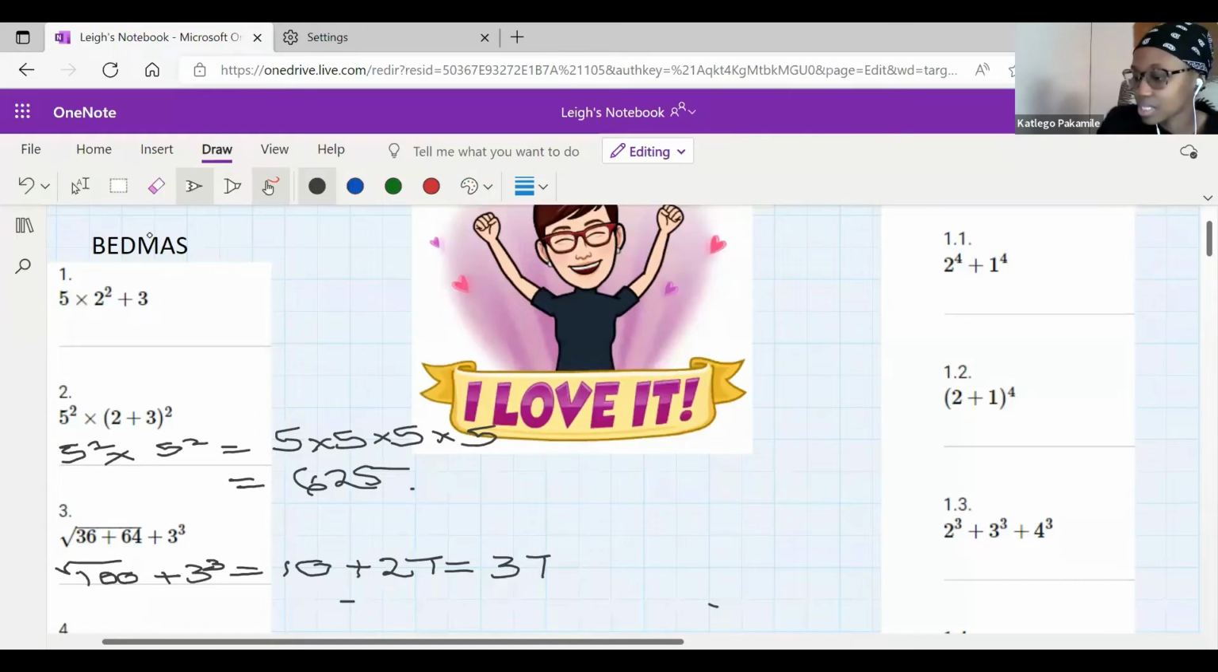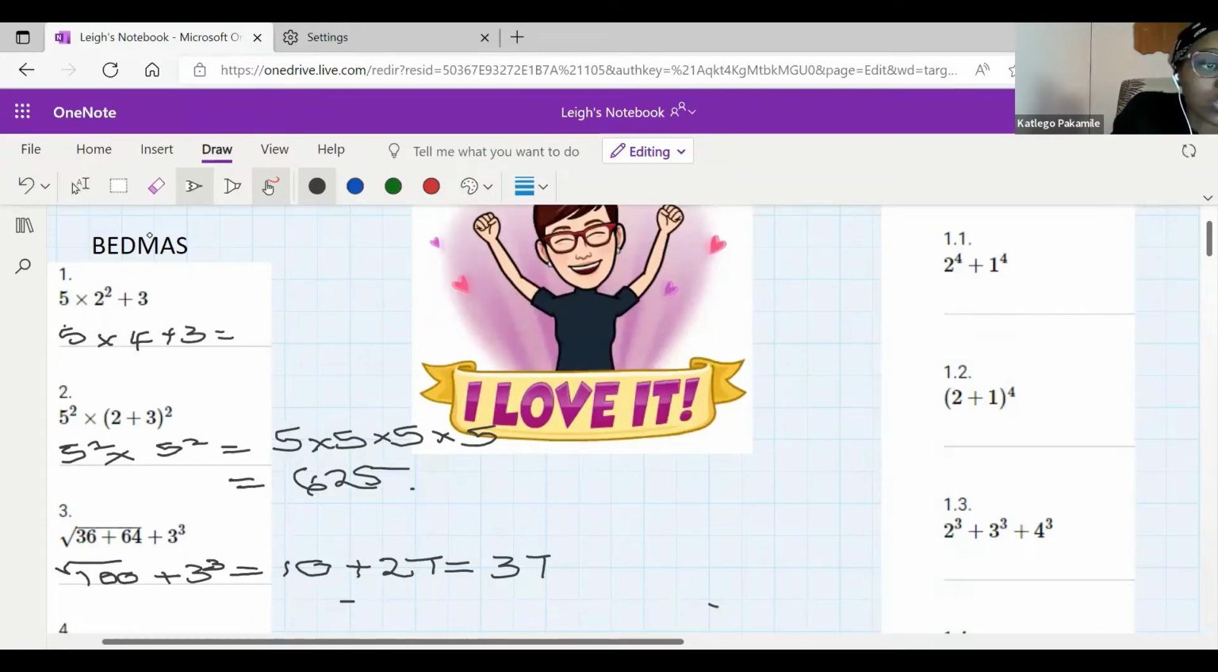Do we have exponents? Yes. Which ones are the exponents? The 2 to the power of 2, which is 2 squared, right? Since 5, you can't do anything about it, you just leave it there. You write it as 5 and then you write your multiplication sign. So how much is 2 squared? 4. And then plus 3.